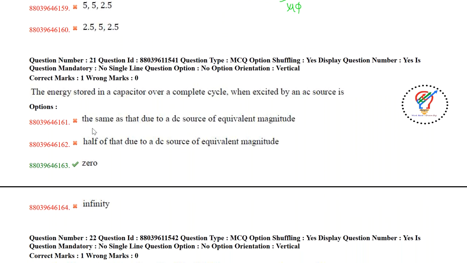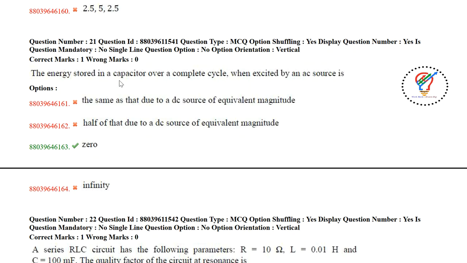Next one: the energy stored in a capacitor over a complete cycle when excited by an AC source is? We know that the capacitor acts as a short circuit for AC supply. When it's a short circuit, whatever energy is stored will be 0. So the energy stored in a capacitor over a complete cycle when excited by an AC source is 0 only.